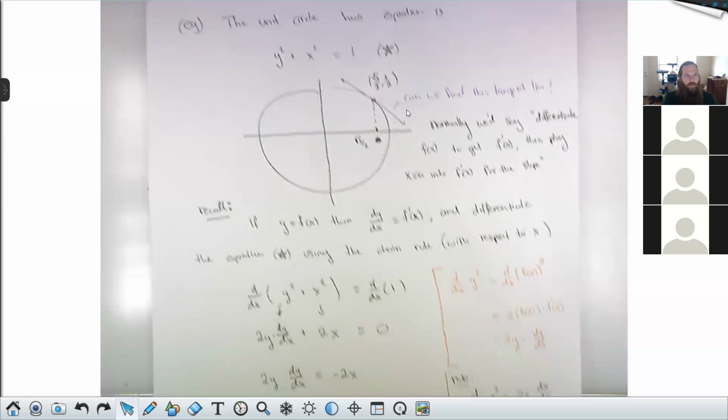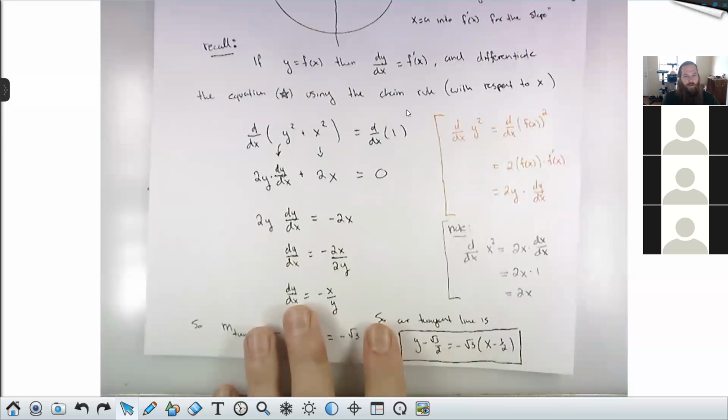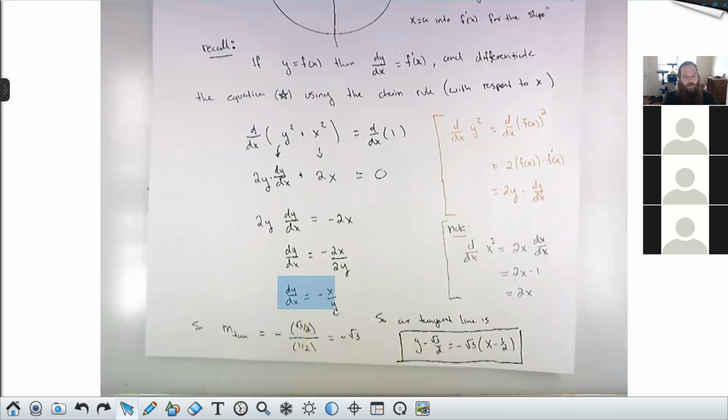And then Joe is asking, what happened after negative x over y? So down here, we figured out that our derivative dy dx is equal to negative x over y. And remember, dy dx is the same as f prime. That's what gives me the slope of the tangent line. It's just that here I don't have a function f, so I can't call it f prime. We just call it dy dx, or sometimes y prime. But the idea is that this gives the slope of the tangent line.